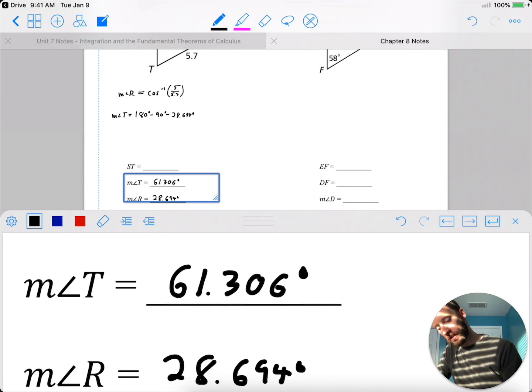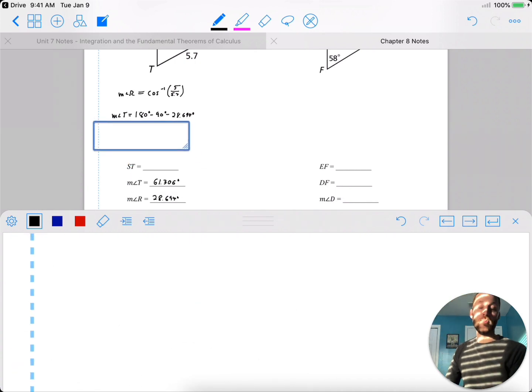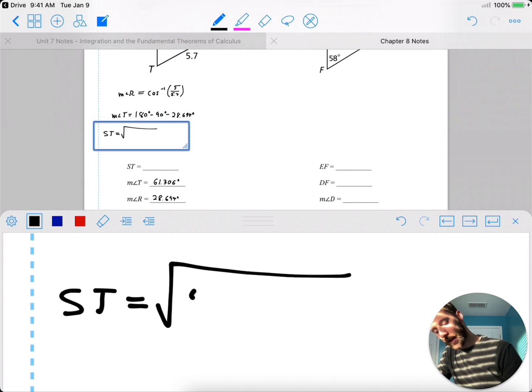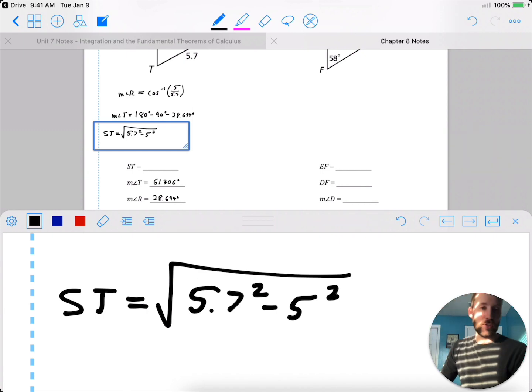Because you have two sides, you could use the reverse Pythagorean theorem. So ST is equal to the square root of the hypotenuse squared minus the other side squared. So the square root of 5.7 squared minus 5 squared is 2.737.